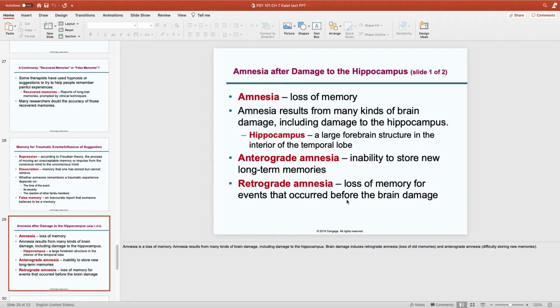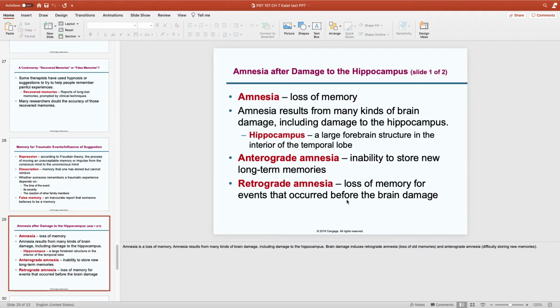Amnesia results from many kinds of brain damage, including damage specifically to the area of the brain known as the hippocampus. And the hippocampus is an area that is very important for the encoding and the retrieving of certain memories. Okay, it's a large area in the forebrain structure, in the interior of the temporal lobe, which we've talked about in the other chapter. But again, that just shows you where it is, and damage to that area is often what results in amnesia.